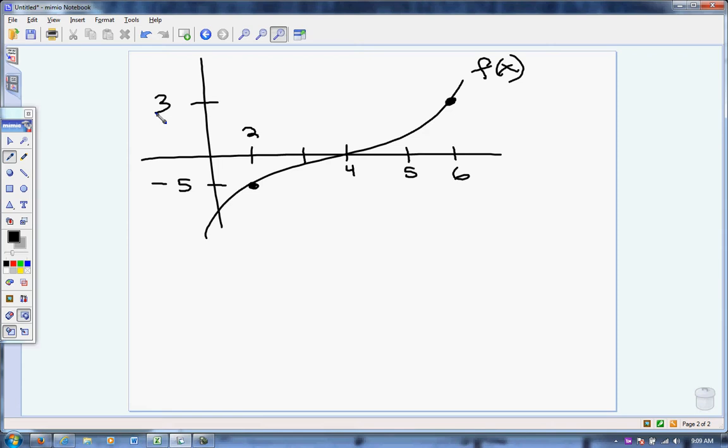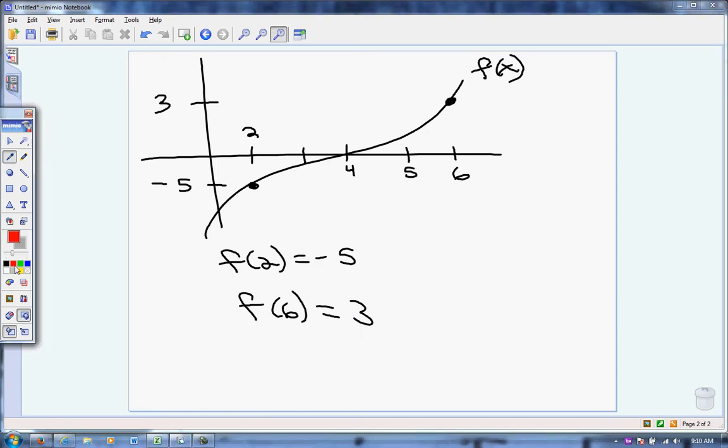Okay? So let's just kind of talk about this for a minute. I know that f of 2 is negative 5, and I know that f of 6 is equal to 3. Here's where the intermediate value theorem really comes in handy. Can I guarantee now that there is at least one 0 in between 2 and 6, according to the intermediate value theorem? And the answer is yes.